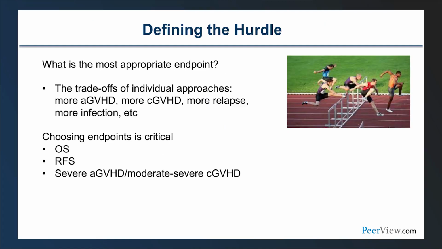Now I want to take a moment to talk about how we move forward. We've now have really good success with both abatacept and PTCY, and I think here we're going to really have to start thinking about trade-offs. What is the most important endpoint that we need to think about? Some approaches are going to give you more acute GVHD, some more chronic, some more relapse, some more infection. What is most important to your patient? And I think that's really what we have to wrestle with as we plan trials going forward.